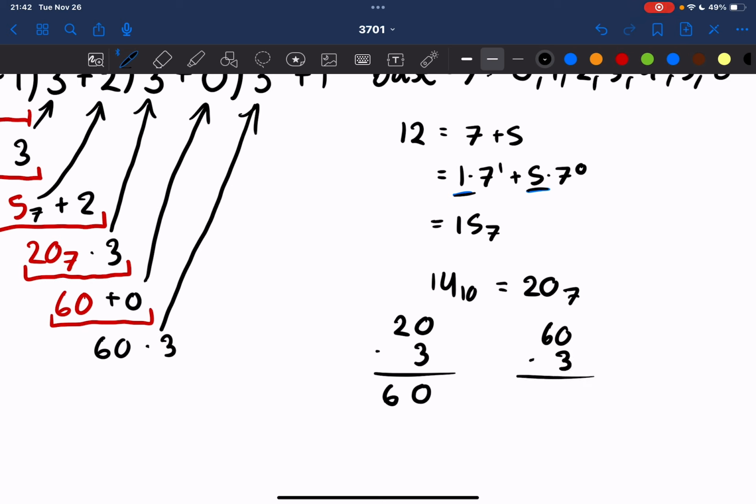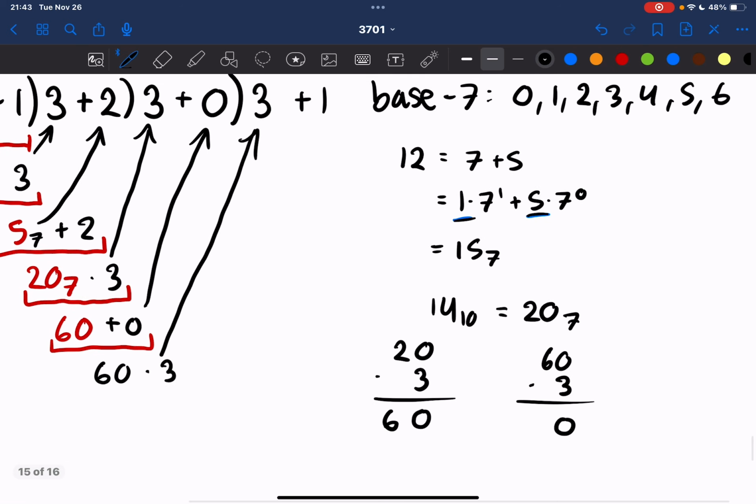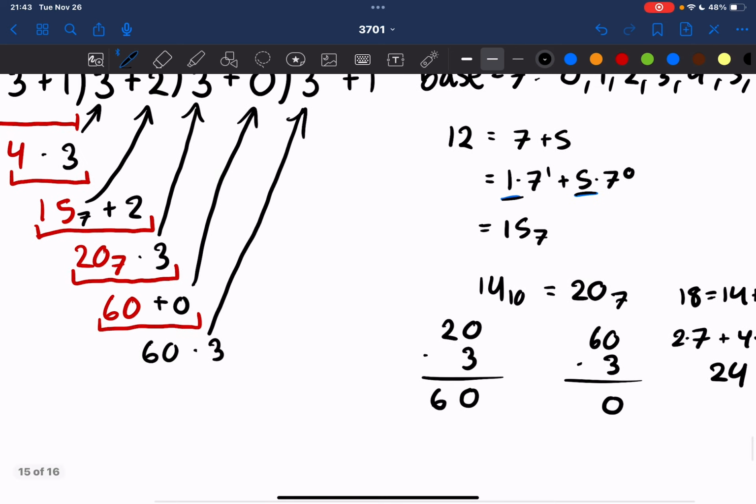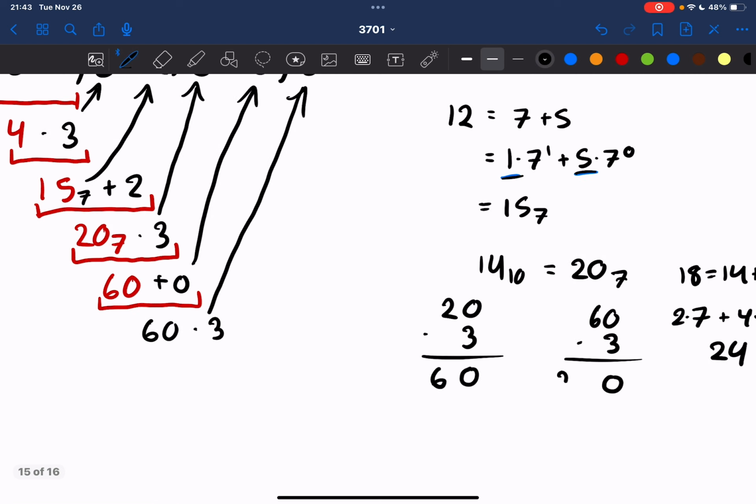So 60 times 3, that's 3 times 0 is 0. 3 times 6 is 18. Now, it's not actually 18, right? Since 18 doesn't fit into our base 7 system, we need to convert 18 into base 7. So what's 18? It's just 14 plus 4, or 2 times 7 plus 4 times 7 to the 0, so that would be 24. 24, right? So that would be 4 is added for 60 times 3. So then let's do that, and that equals 240 base 7.